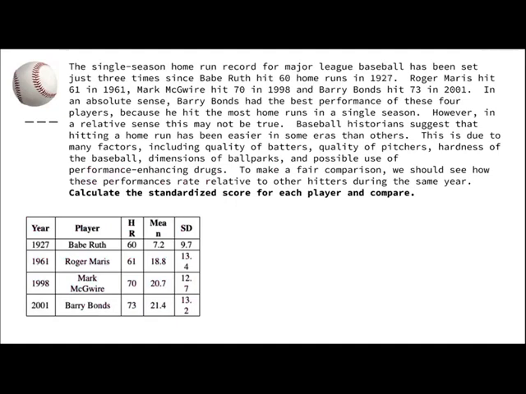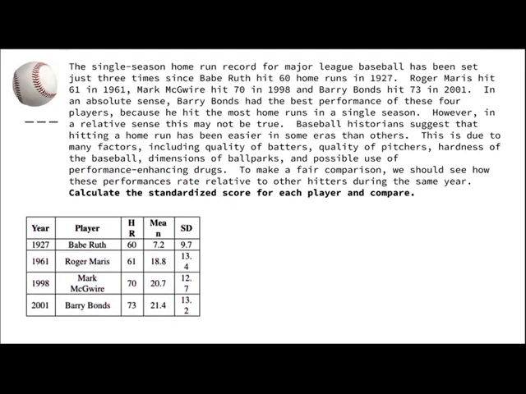Baseball historians suggest that hitting a home run has been easier in some eras than others. This is due to many factors, including quality of batters, quality of pitchers, hardness of the baseball, dimensions of ballparks, and possible use of performance-enhancing drugs. To make a fair comparison, we should see how these performances rate relative to other hitters during the same year. So we're going to calculate the standardized score for each player and compare.